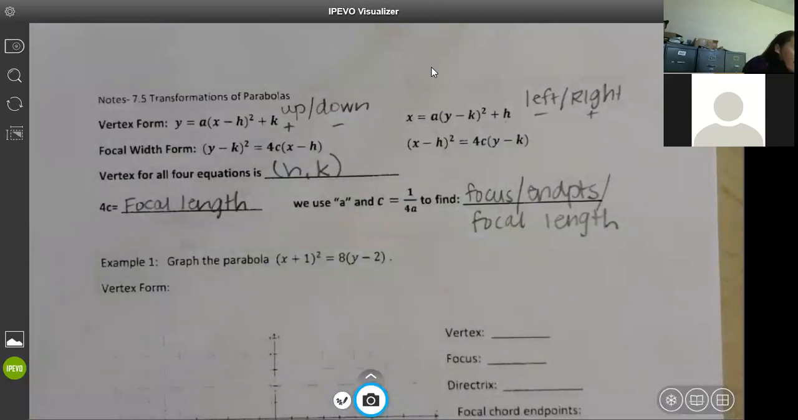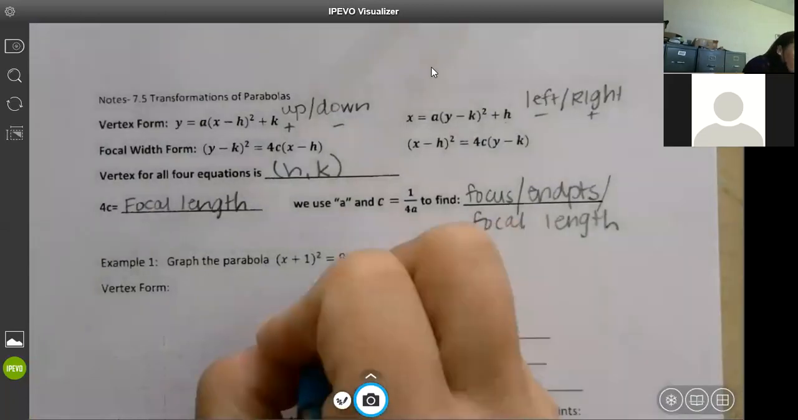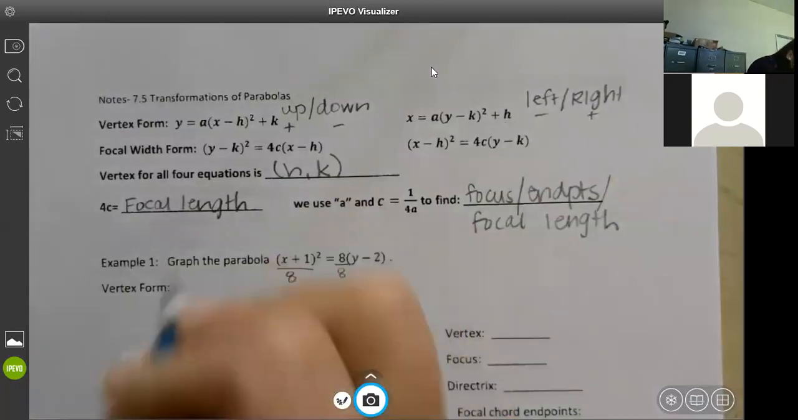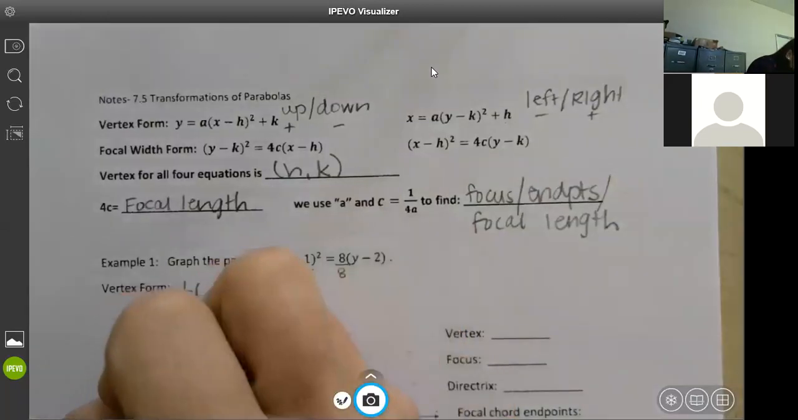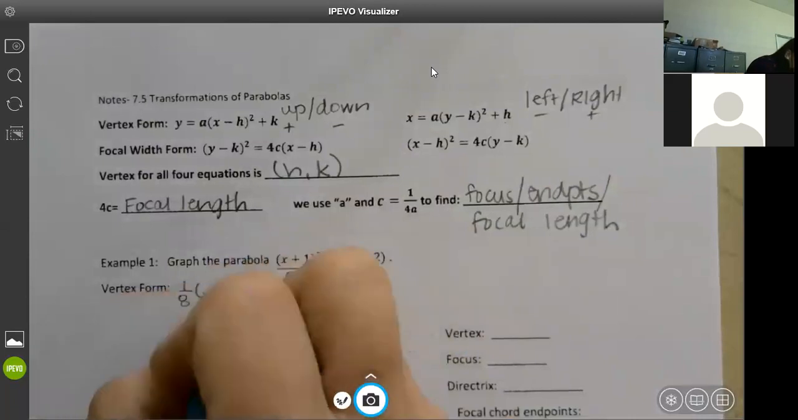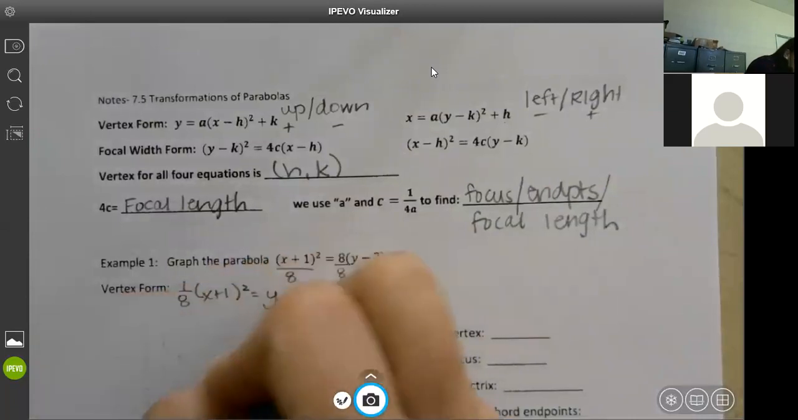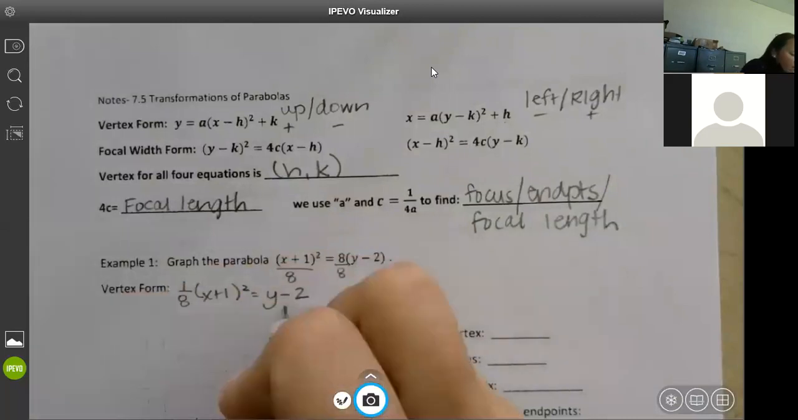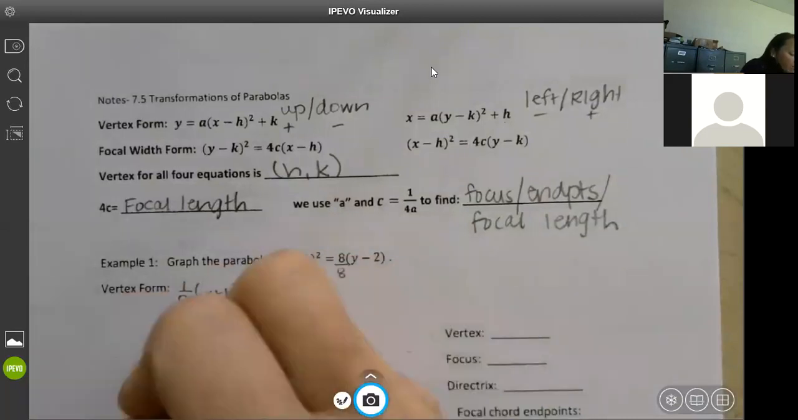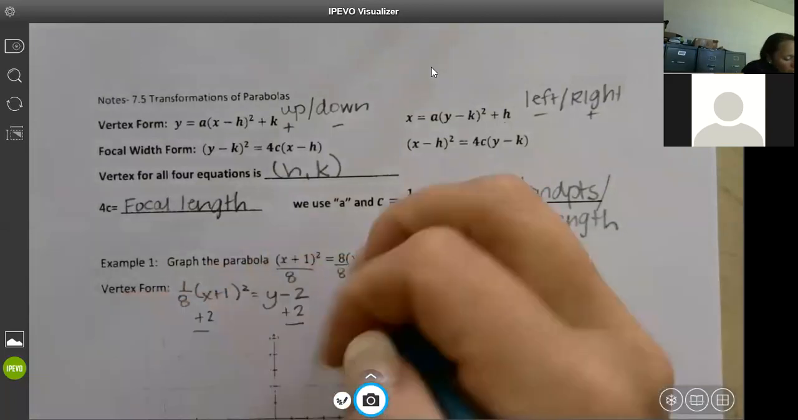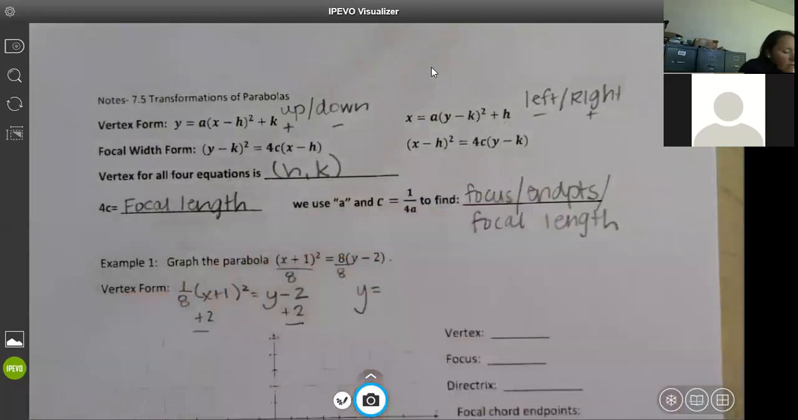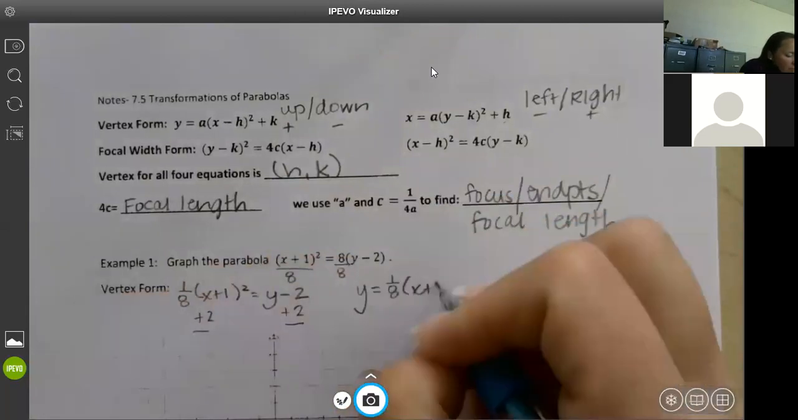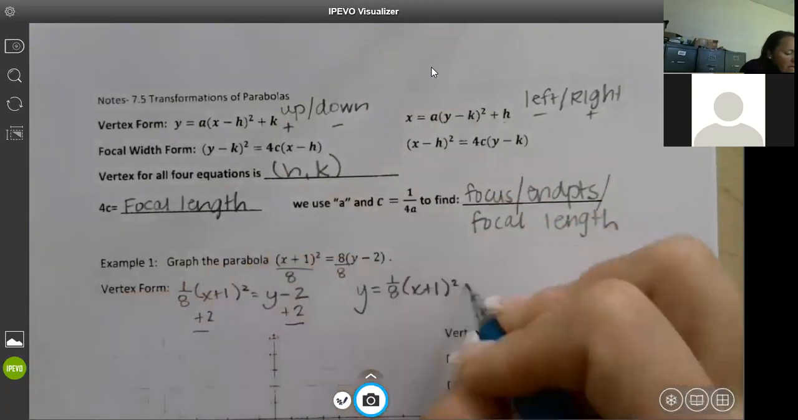I need to get rid of the 8. So we divide by 8. That gives us 1/8 (x plus 1) squared equals y minus 2. And then to solve for y, I add 2. So your vertex form is going to be y equals, we had the 1/8 in front, (x plus 1) squared, and then we're going to add the 2.